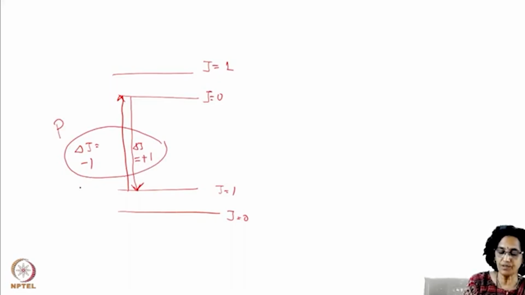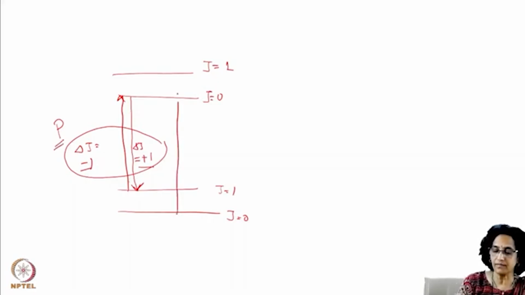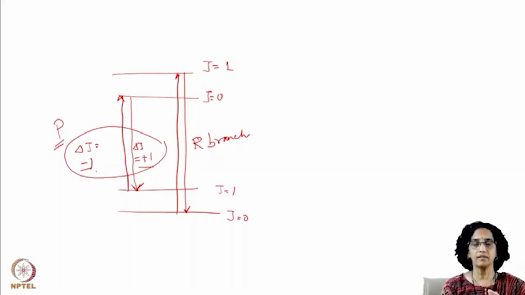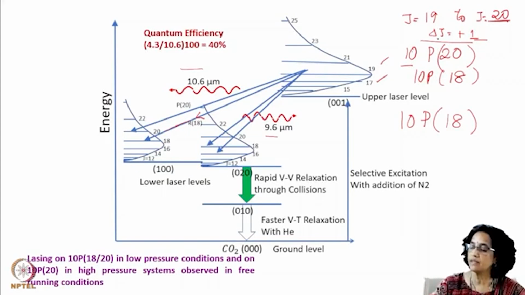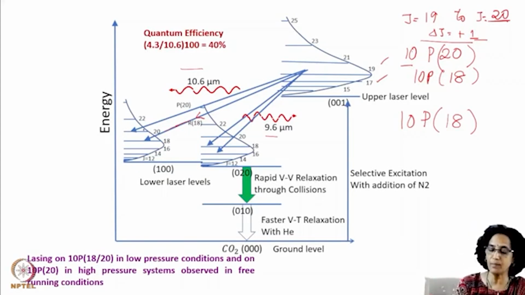In case of absorption, it is minus 1, and in case of emission, it is plus 1. It corresponds to the same transition, same energy, and this is P branch, while the reverse is the R branch, right? So you just have to say that the delta J for absorption and emission is opposite. So in case of emission, delta J is plus 1. So this is your 10P branch.